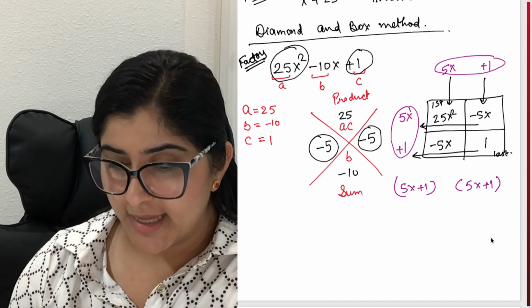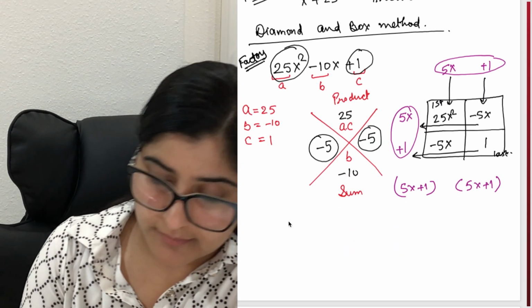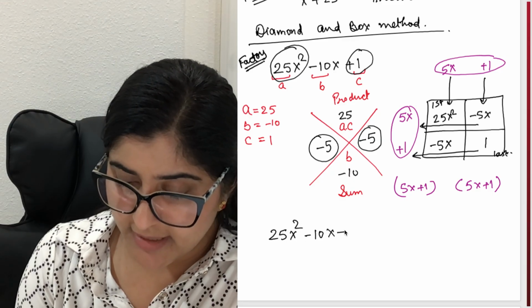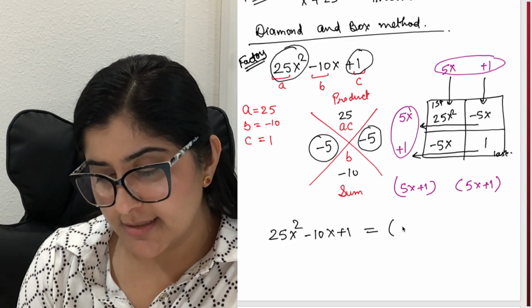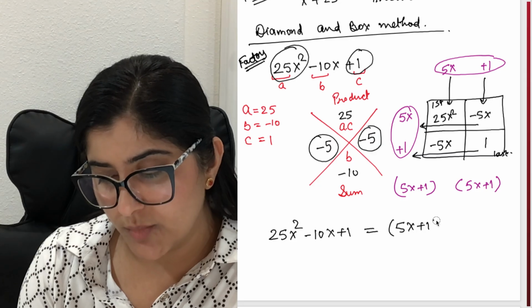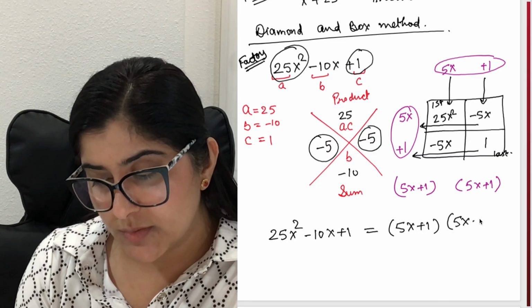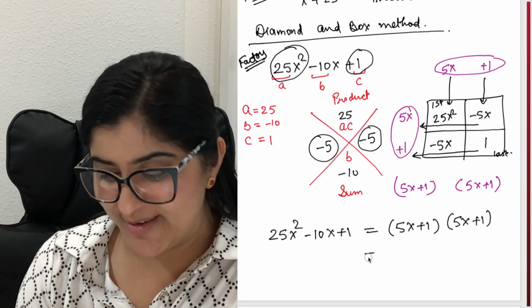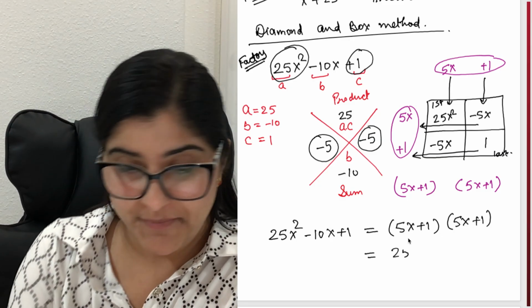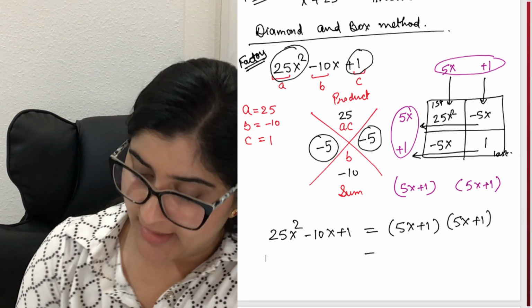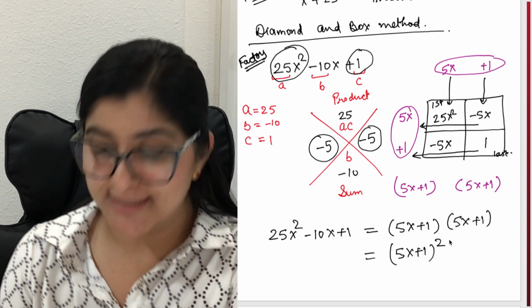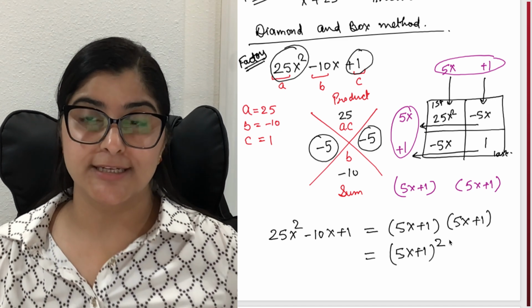So what we get is 25x squared minus 10x plus 1 can be factored as 5x plus 1 times 5x plus 1. So we get two factors. By chance these two factors are the same, you can also write this as 5x plus 1 squared. It's by chance, so you may get two different factors.